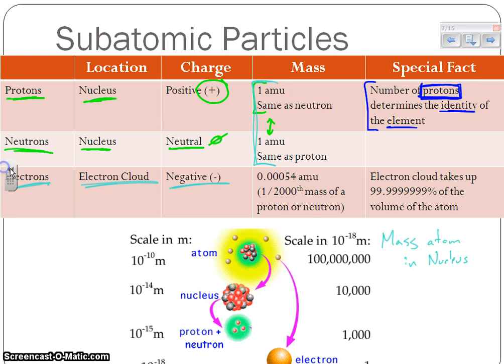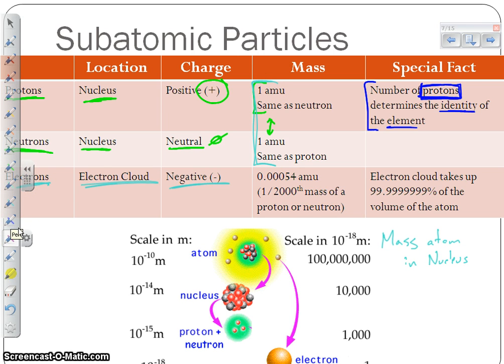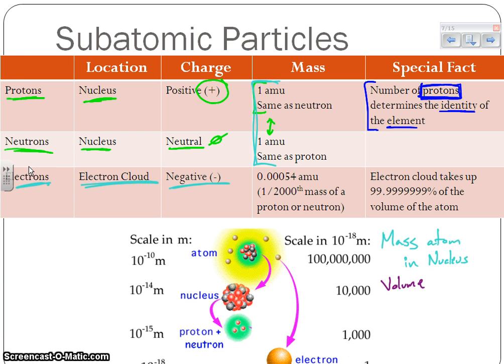Okay? But all of your volume, so all of that space, because remember the nucleus is so incredibly tiny, the volume of the atom is 99.999999% the electron cloud. So the volume of the atom is the electron cloud. So while you've got this very massive object in the middle, the nucleus, all the space is taken up by those electrons that really don't have any set mass.